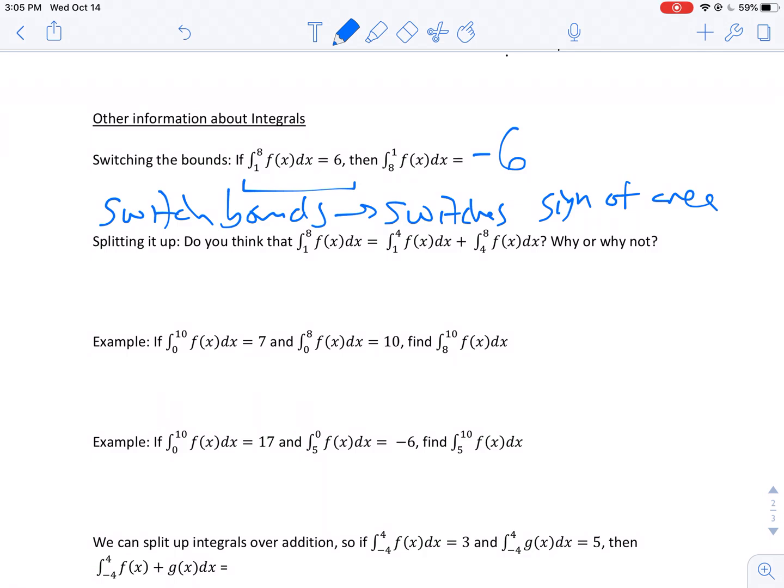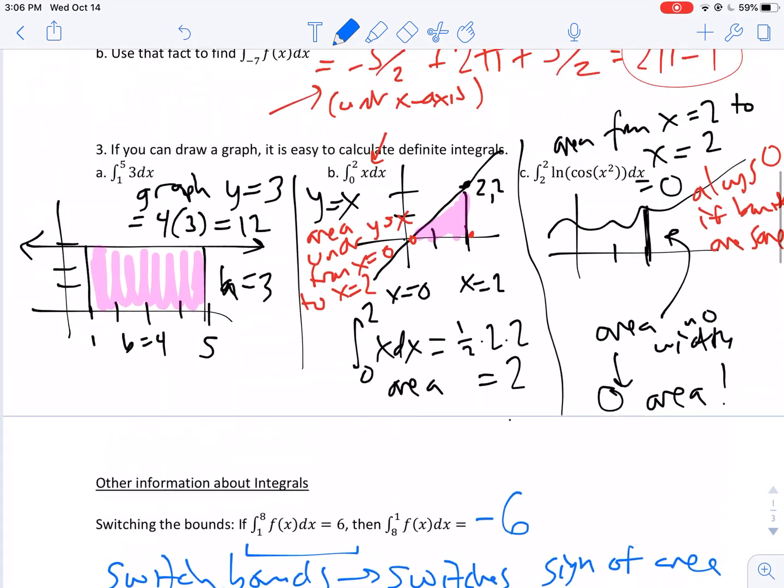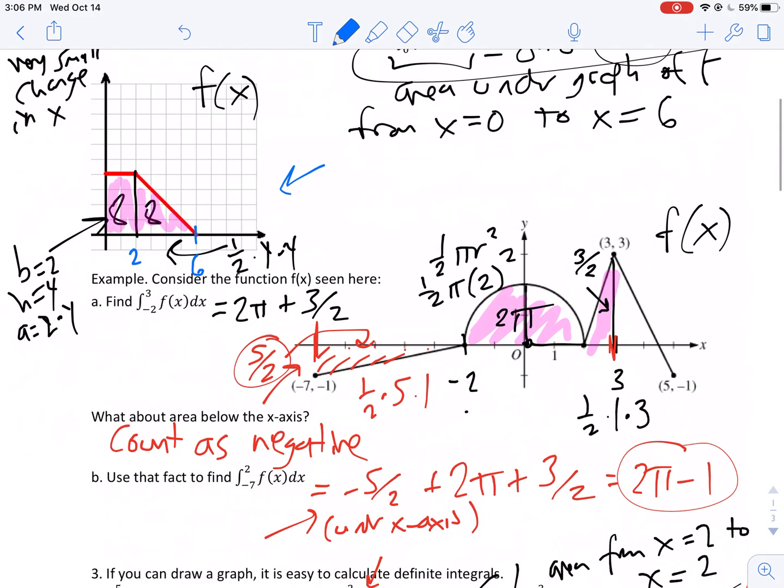Okay, next one, splitting it up. Do you think the area from 1 to 8 is equal to the area from 1 to 4 plus the area from 4 to 8? Yes. Like, hopefully that makes sense, right? That's what we were doing up here. When I had to find the area from 0 to 6, I found the area from 0 to 2, and the area from 2 to 6, and then added those together on this problem. So hopefully that makes sense.